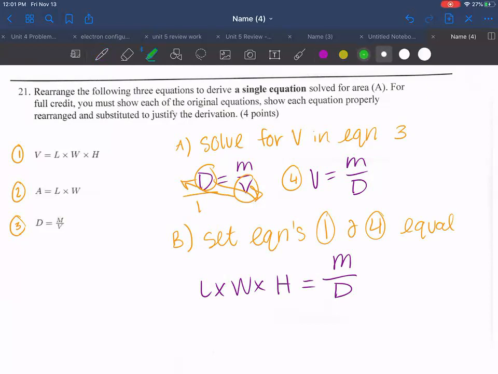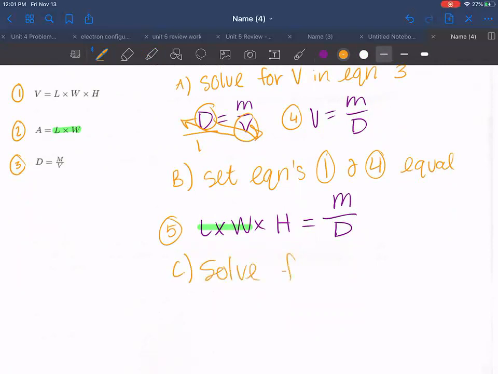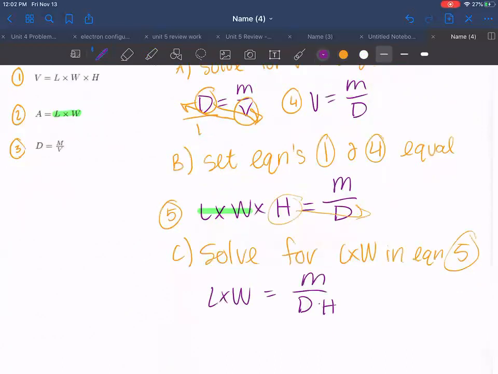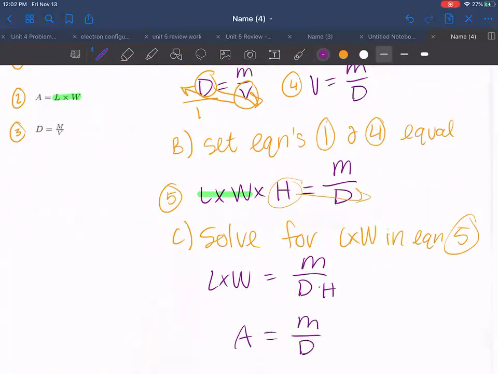So now what I have to do is find the variable or variables that I can relate this new equation 5 to equation 2. That's our last step here, to get those two together. And so if we look, A is equal to L times W. We have an L times W here. And so now we are going to solve for L times W in equation 5. If we do so, all we have to do is move this H to the denominator here. Then we get L times W is equal to M over D times H. Well, now we can just set that equal to equation 2, and we would get A is equal to M over D times H. Any questions?